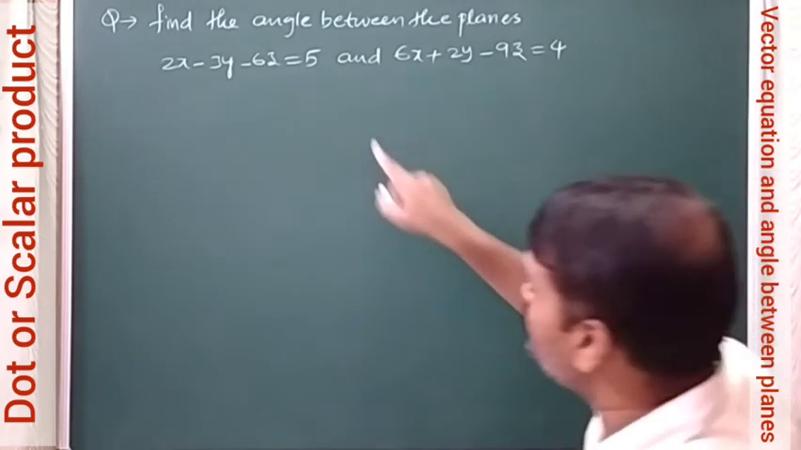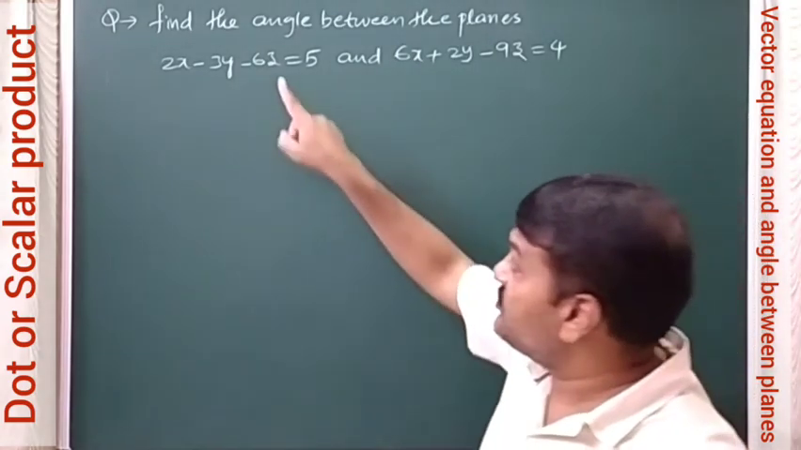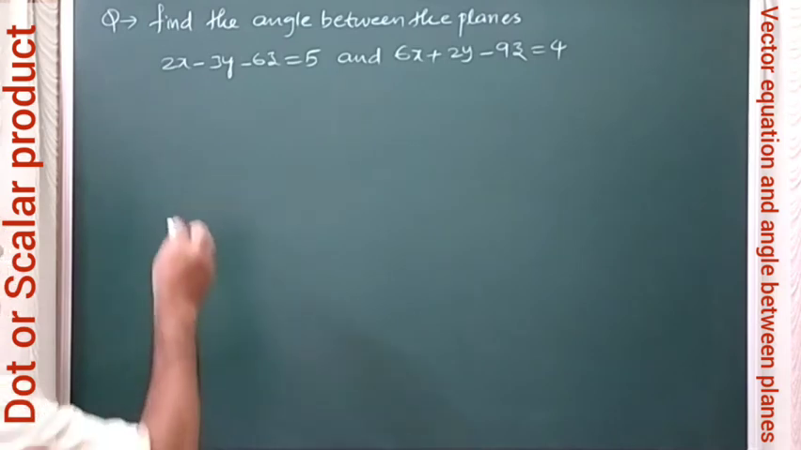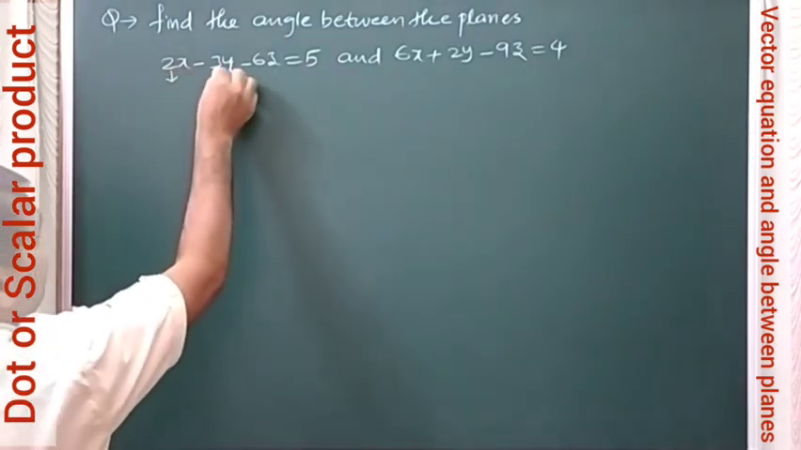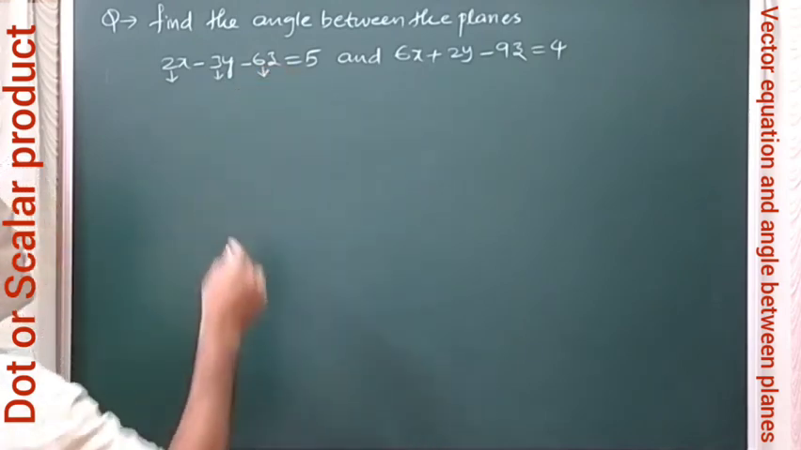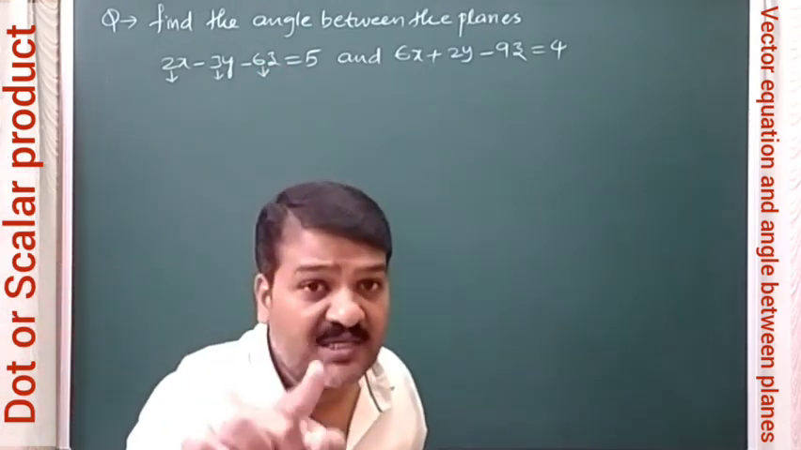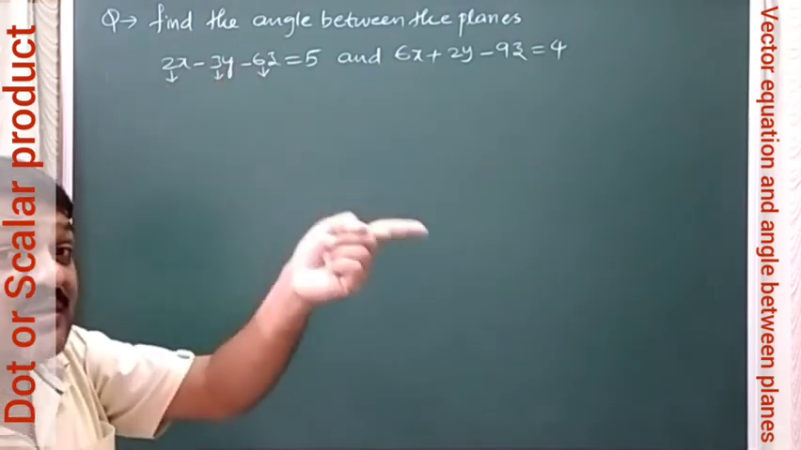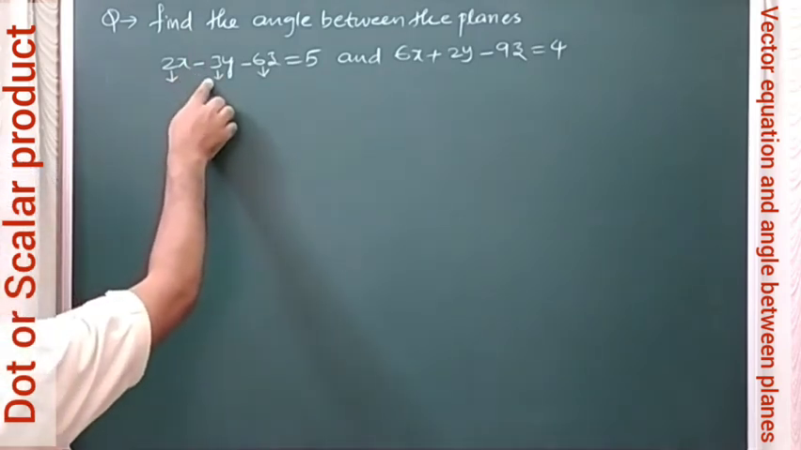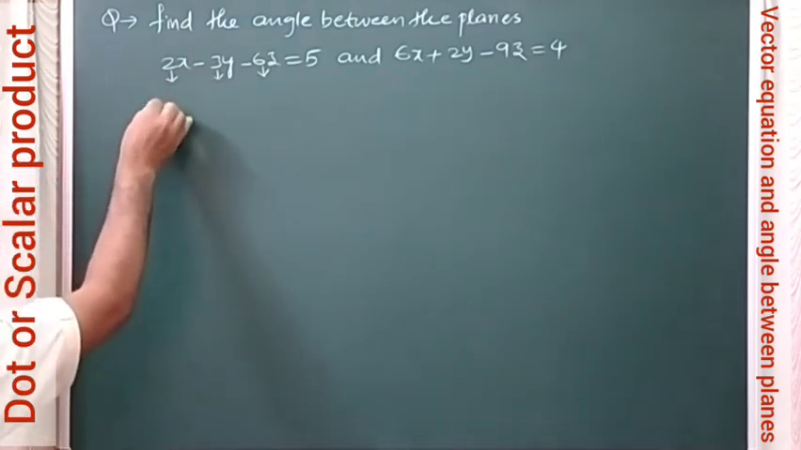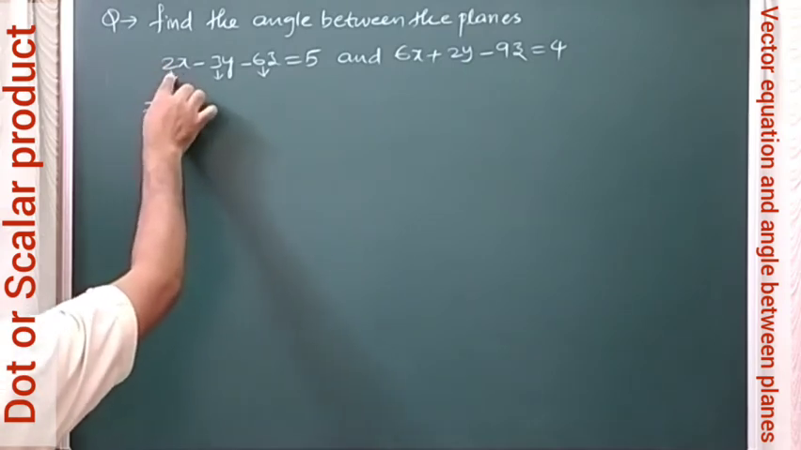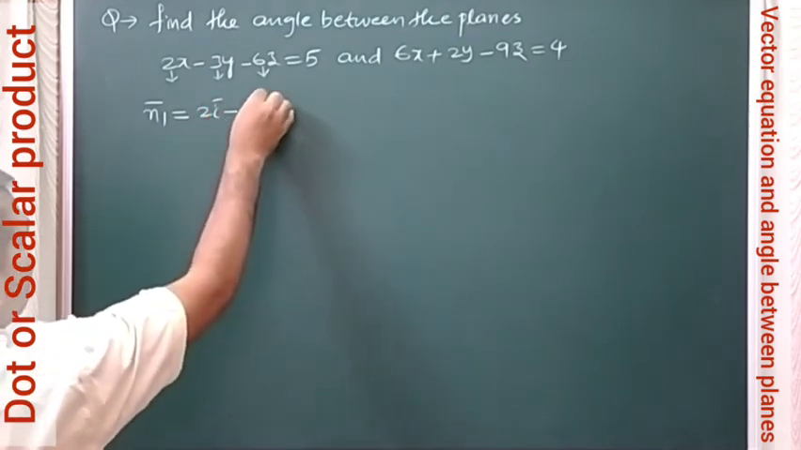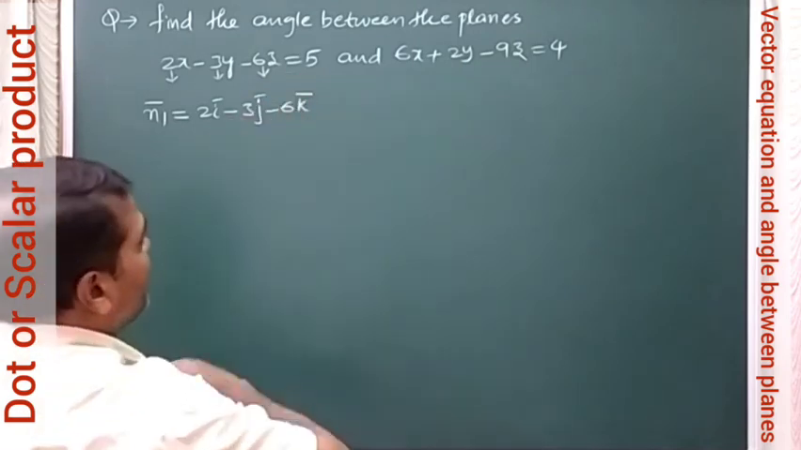Find the angle between these two planes. The planes are actually in the Cartesian form. And we have discussed that whenever Cartesian form is given, the coefficients of x, y, z itself are the components of normal to the plane. These coefficients of x, y, z will give you normal to the plane. So for this first plane, normal can be taken as 2 minus 3 minus 6. So 2i bar minus 3j bar minus 6k bar.